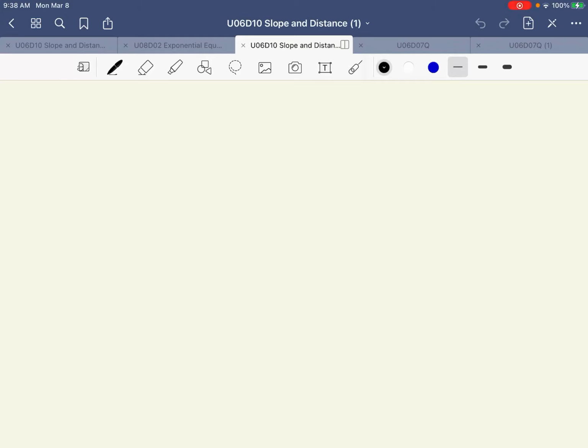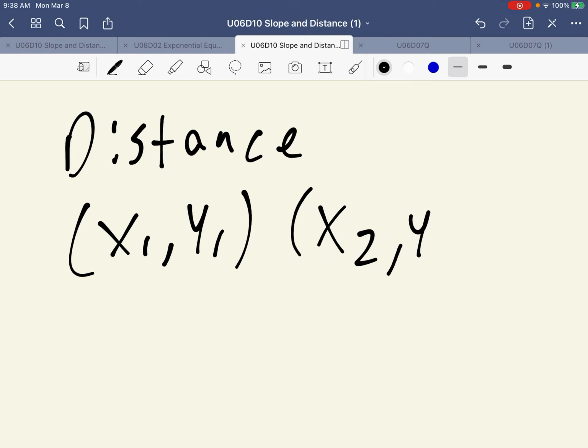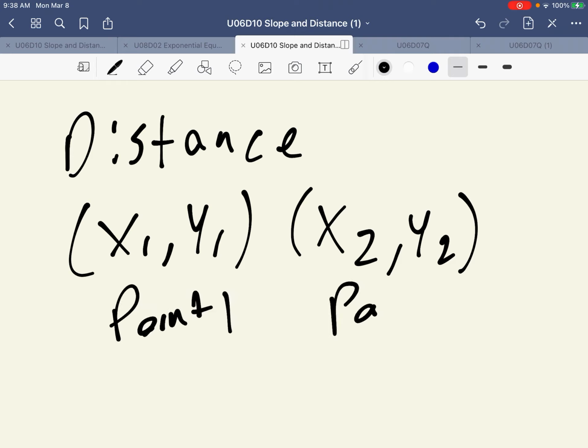So it wasn't in the previous video, but today we're going to talk about the distance formula. The distance formula is a formula to calculate the numerical distance between any 2 points on the coordinate grid. Those points will be x1, y1, and x2, y2, which you would have seen in the slope formula, meaning point 1 and point 2.